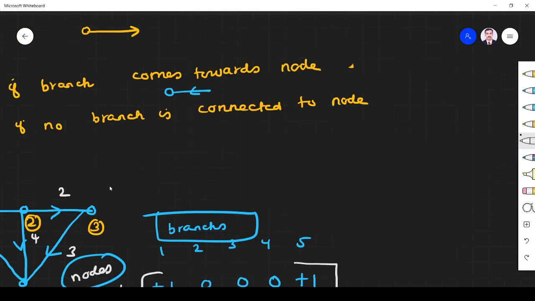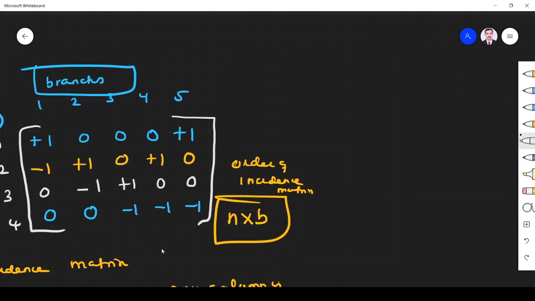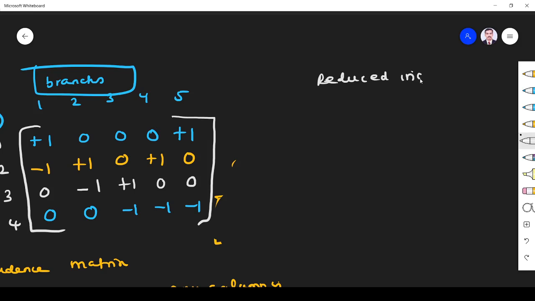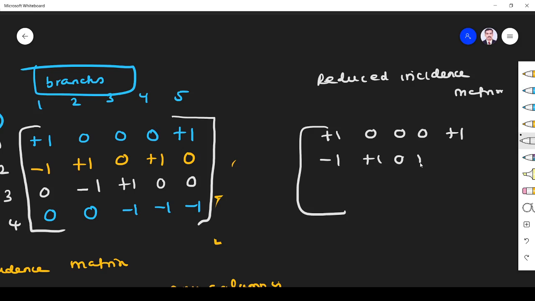Let us take this incidence matrix. If I delete any row in this incidence matrix, let me draw here. I write a reduced incidence matrix. I delete the last row. So it will be like 1 plus 1 0 0, plus 1 minus 1 plus 1 0, plus 1 0 0 minus 1 plus 1 0 0. This is the reduced incidence matrix. You can delete any row. I deleted the last row. So you can delete the first row, second row, third row, no problem.